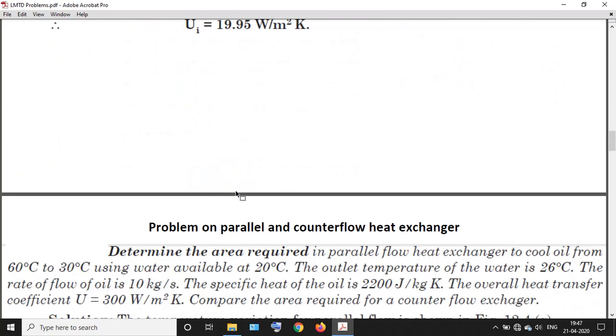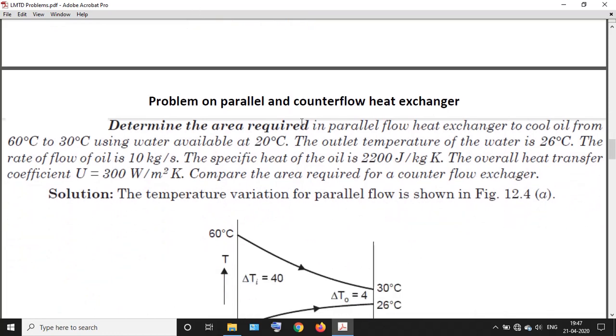Alright, now we will do a problem on parallel and counterflow heat exchangers. So here we are required to determine the area in a parallel flow heat exchanger. It is cooling oil from 60 degrees centigrade to 30 degrees centigrade. It is using water, which is available at 20 degrees centigrade. The outlet temperature of water is also given as 26 degrees centigrade. The flow rate of oil is 10 kg per second. The specific heat is given. The overall heat transfer coefficient U here is directly given. And then we are asked to compare the area of the parallel flow with the counterflow arrangement.